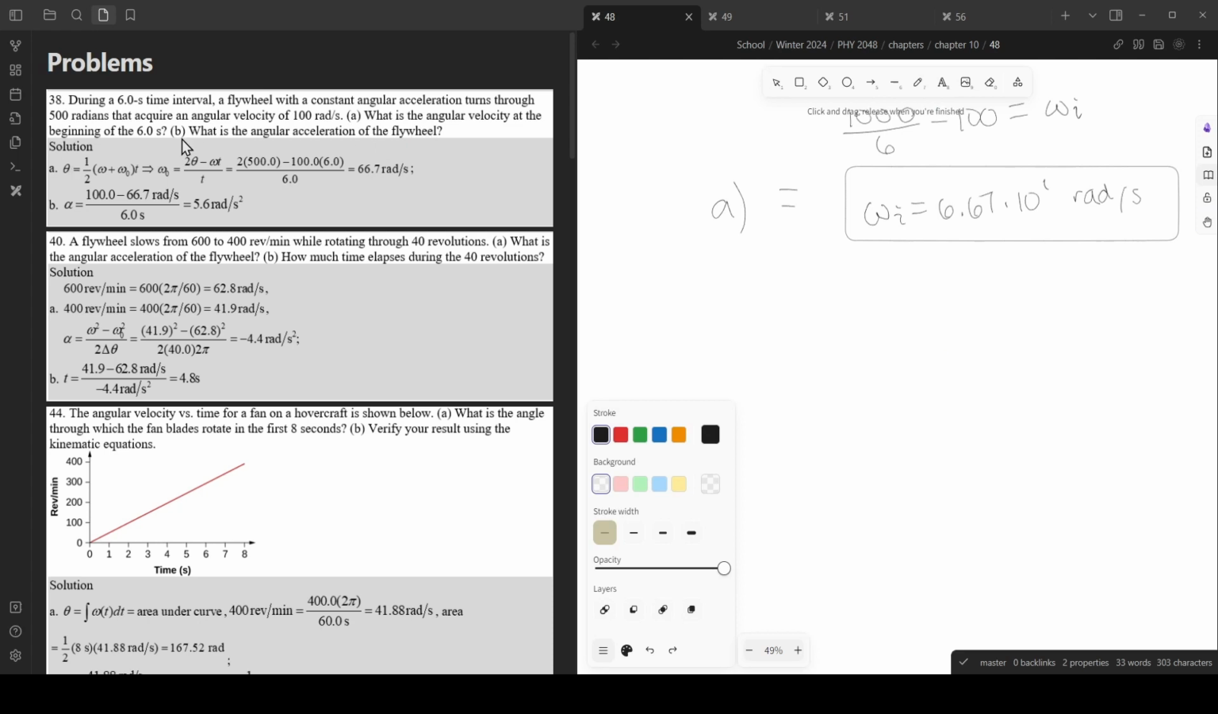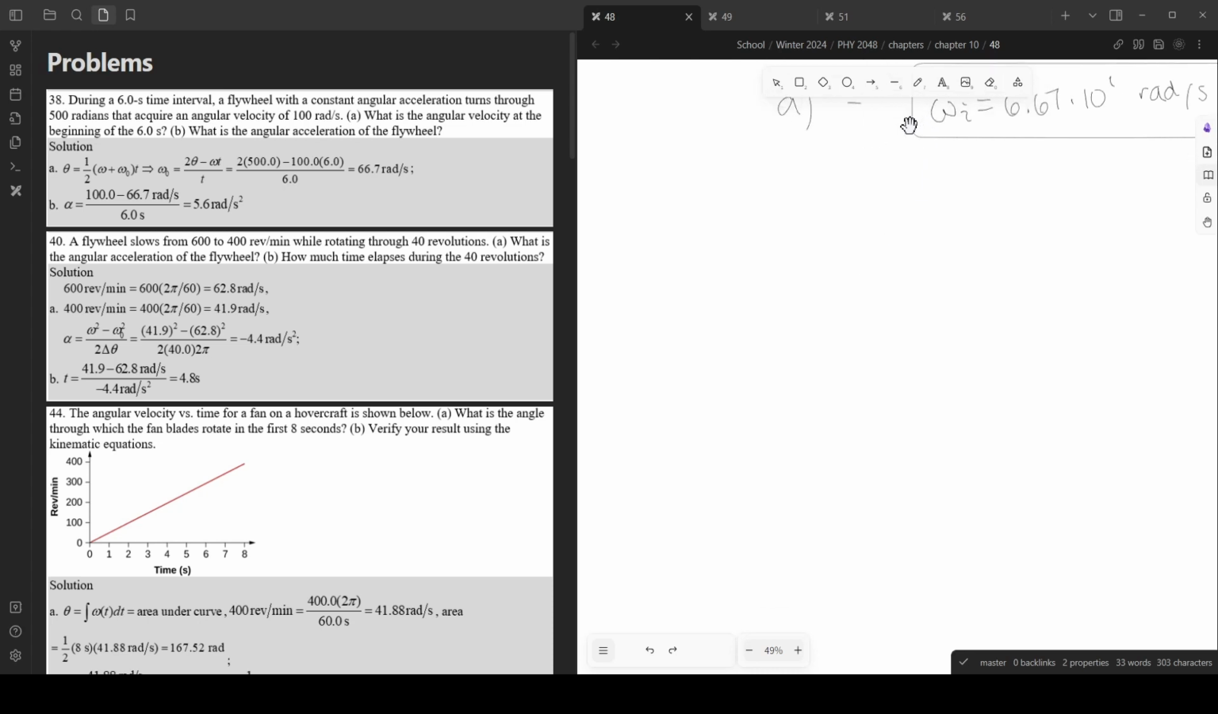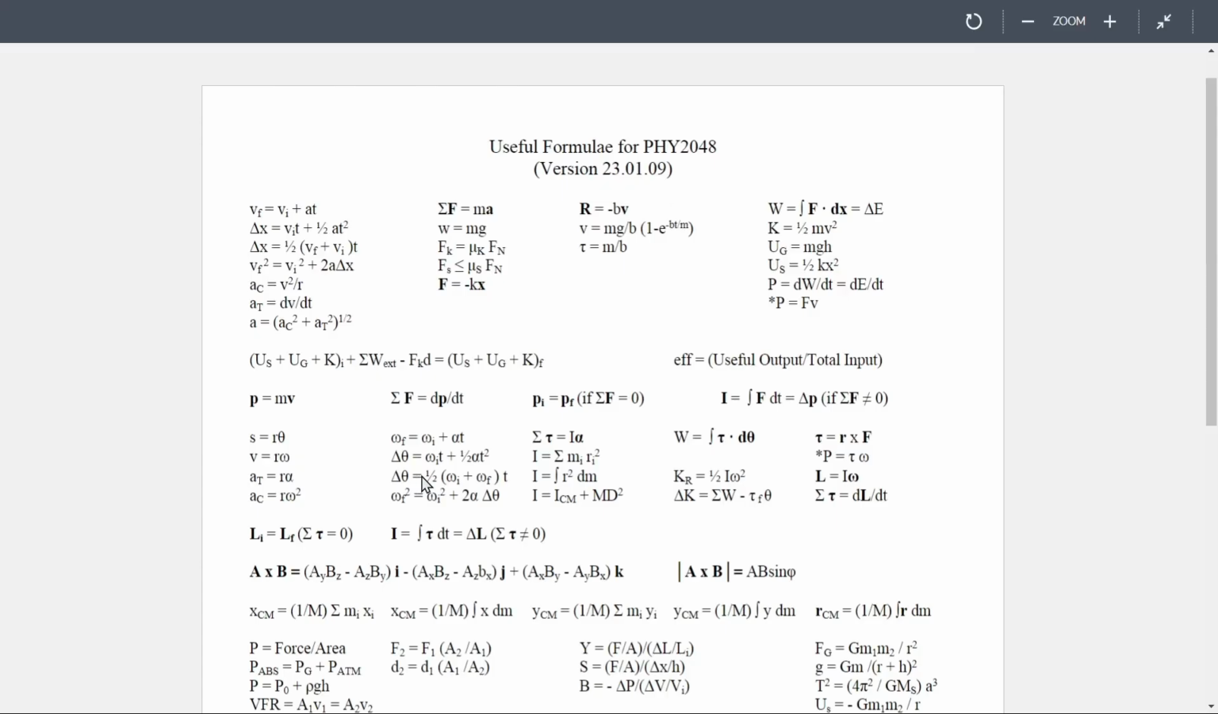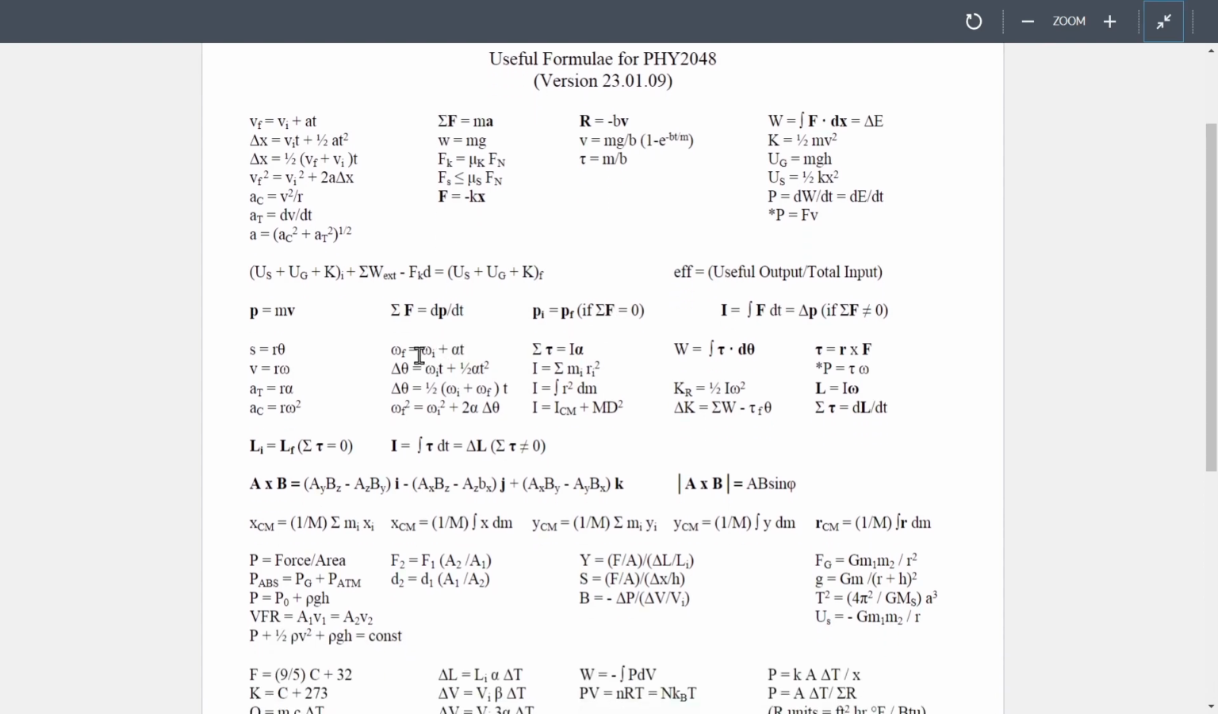Let's start with part B. It says, what is the angular acceleration of the flywheel? So now we're finding alpha here. So we're going to refer back to our formula sheet. And we can really just use any of these, I think, since we have all the variables besides acceleration. So I'm going to use the simplest one, which is the first one here. To me it seems like it's the easiest. But you can use whatever one you want, as long as it has acceleration in it. So let's do that one.